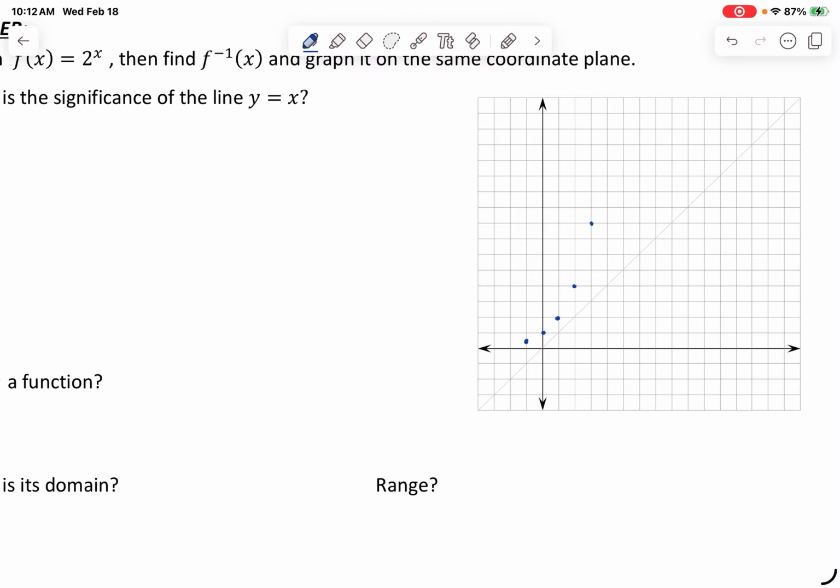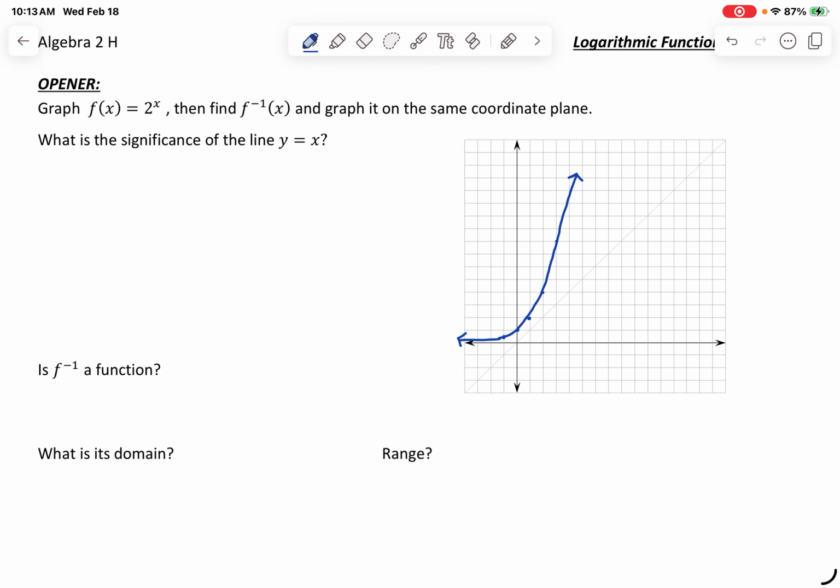Okay. Remember, we have a horizontal asymptote at y equals 0, so our graph follows along the asymptote, which I'm not going to end up drawing in, and it looks like so. Okay, so we graphed f of x equals 2 to the x. Now it says find f inverse of x and graph it on the same coordinate plane.